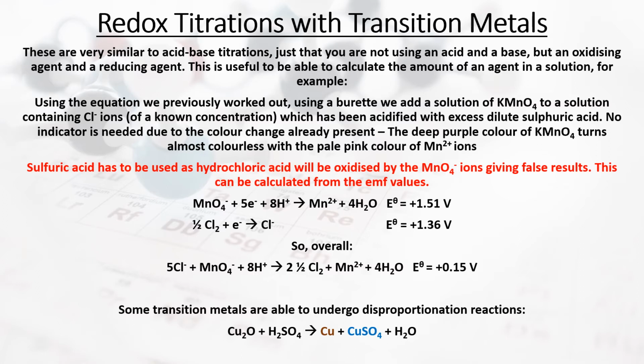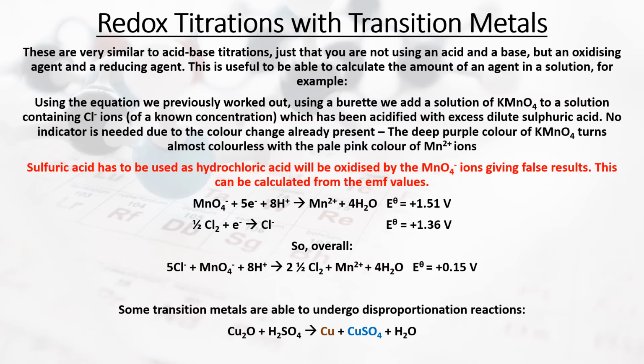And then from using our mathematical skills that we know that the moles equals the concentration times the volume, and we use the mole ratios that are present in our balanced chemical equation, we can work out what the concentration of this acid was. Now in a redox titration, we're not using an acid and a base, but an oxidizing agent and a reducing agent. So something that gets oxidized, something that gets reduced. And this is useful to be able to calculate the amount of a particular agent in solution.